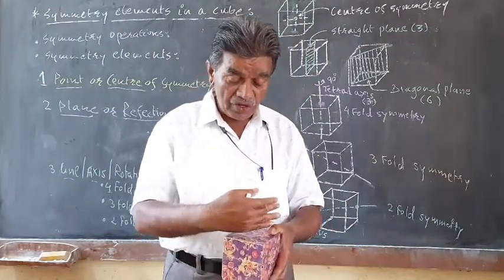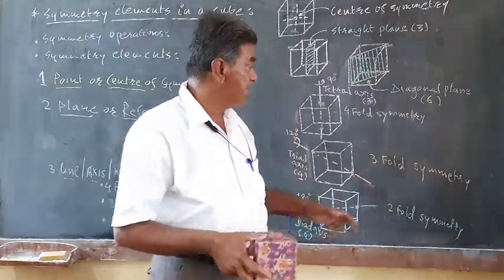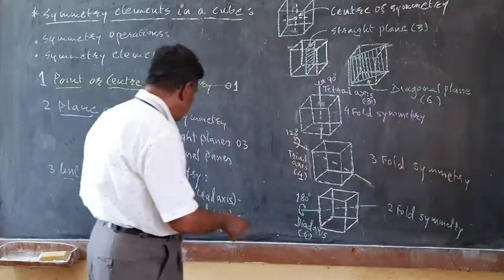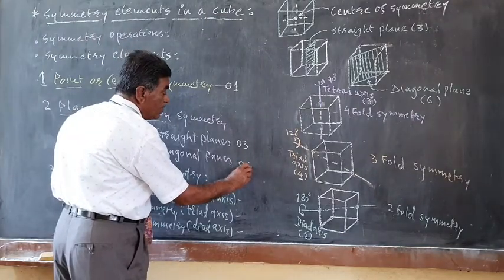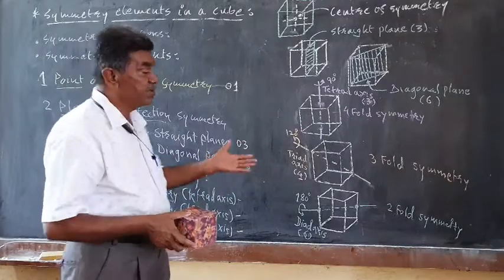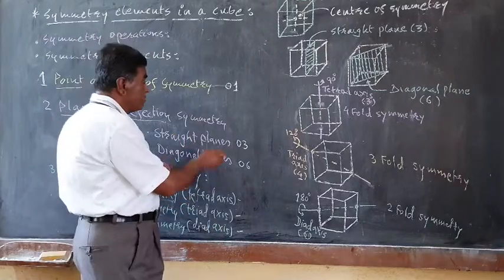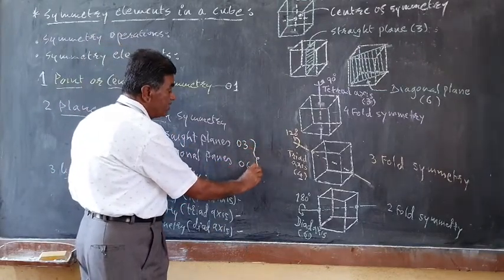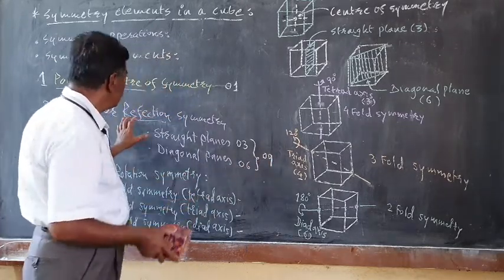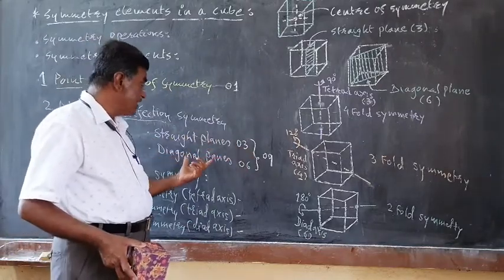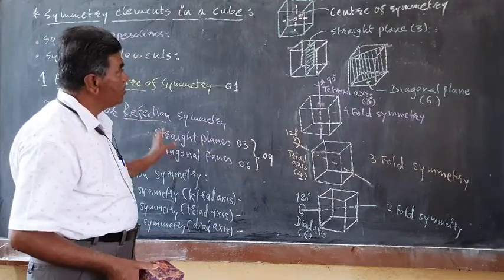So this is one plane, this is another plane, and so on, passing through this plane and the upper plane. There are 6 diagonal planes observed in the case of the cube, because there are 12 edges, and opposite edges divided by 2 means we get 6 diagonal planes. So in all we are getting 9 planes of symmetry in the cube. The total planes of symmetry in the cube is 9: straight planes 3 and diagonal planes 6. So in a cube there exist 9 planes of symmetry or reflection symmetry.